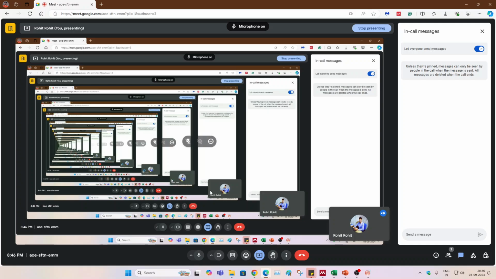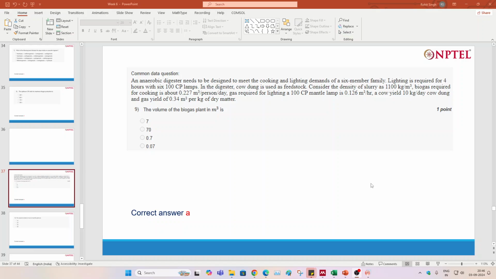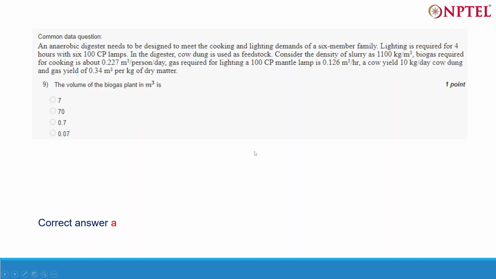So if there is anything which you want to ask, you can easily solve this question. Try to just analyze whatever is being asked. First, you need to get the volume of biogas that is required. Second, you know the amount of dry solids from cow dung, and then gas production per day. Because gas production per yield of dry matter is given, you can multiply it to get the gas production. That should be equated to the biogas required.